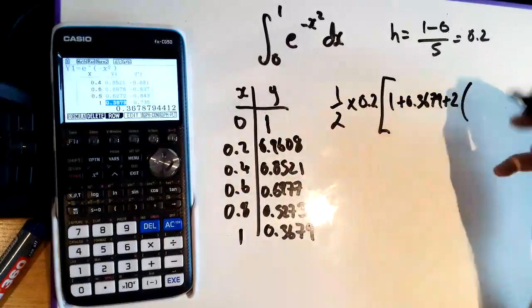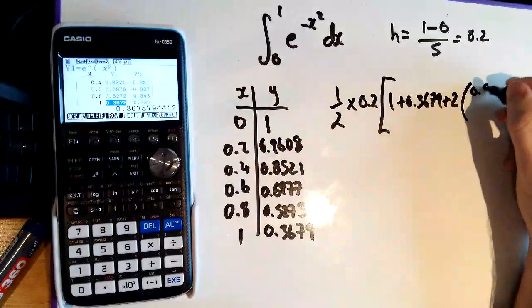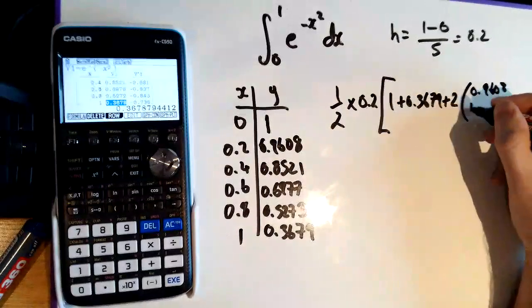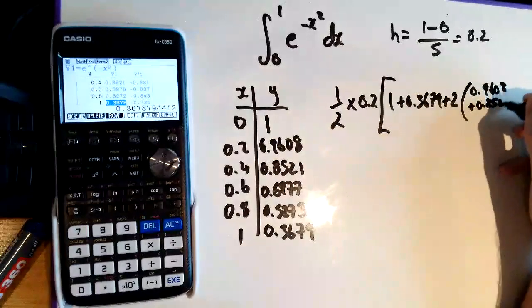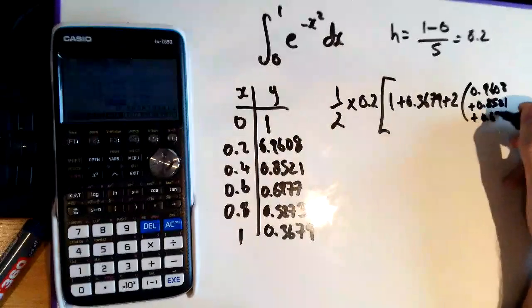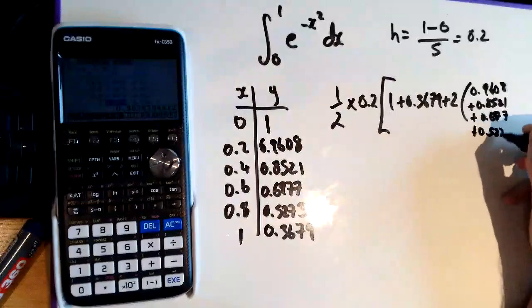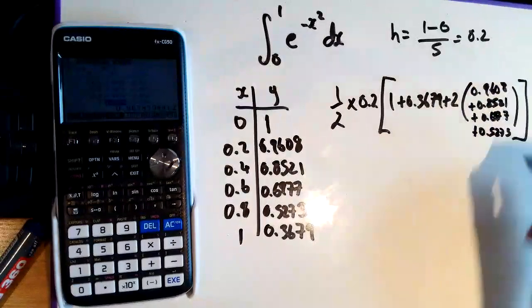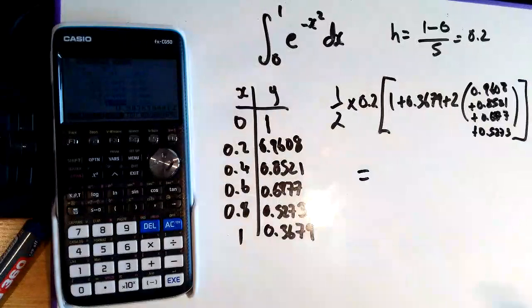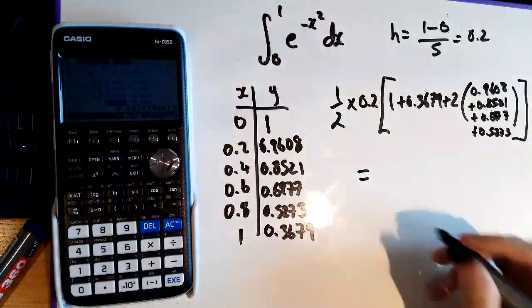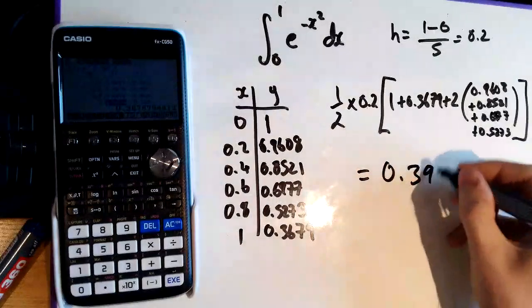Okay, then trapezium rule says half times h times first plus last, and 2 times the middle. And then close both brackets, type all that in your calculator, and we should hopefully get 0.394.